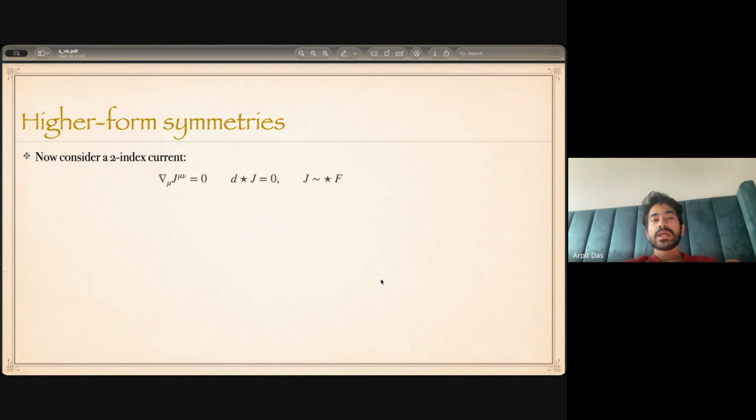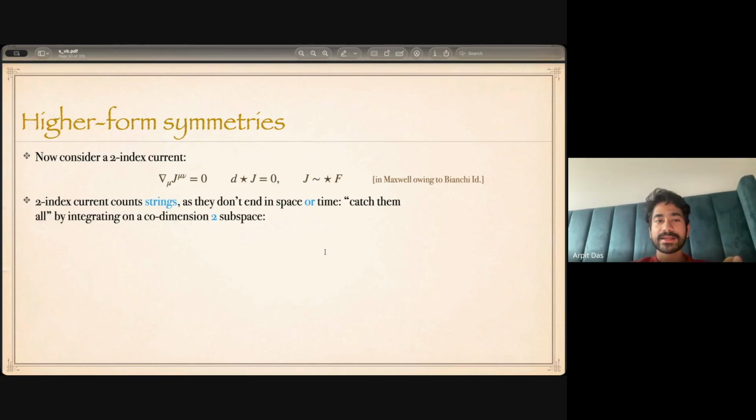Now, right away, let's try to see an example where such a thing exists. In free Maxwell theory in 4D, if you take the Hodge dual of the field strength, then by the Bianchi identity, you know that del mu epsilon mu nu rho sigma F rho sigma is 0. That's what we call the Bianchi identity. We will see more of it in this language, but let's ask what this extra index does, and what is the associated conserved quantity for this two-index current.